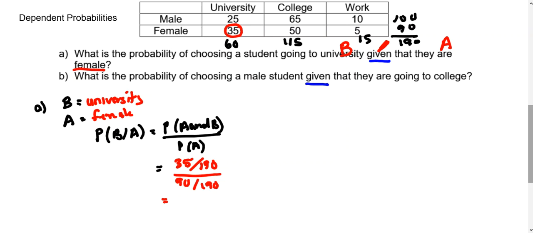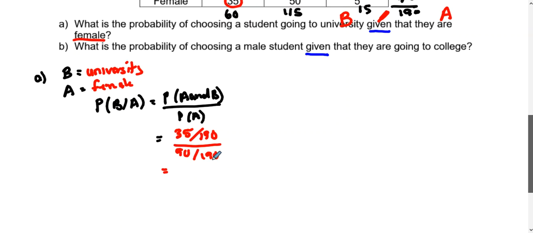Looking at that, now I can just solve this. So this is 35 over 90. We all know to try to reduce our fractions. If I divide the top and bottom by 5, I get 7 out of 18. So there's my first question done.